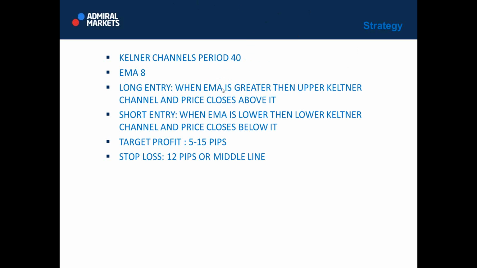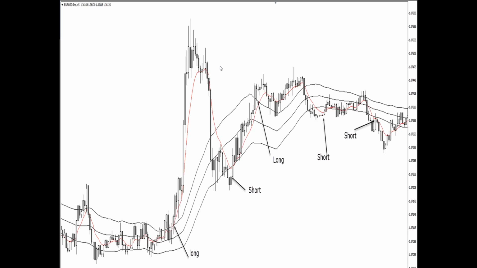Long entry: when EMA is greater than the upper Keltner channel and price closes above it, we go long. We go short when EMA is lower than the lower Keltner channel and price closes below it. Target is 5 to 15 pips. Stop loss is 12 pips. It's done solely on the 5-minute time frame.